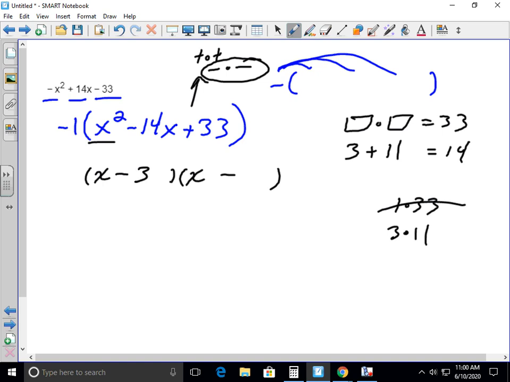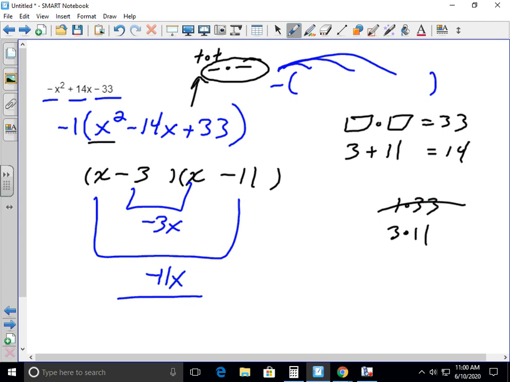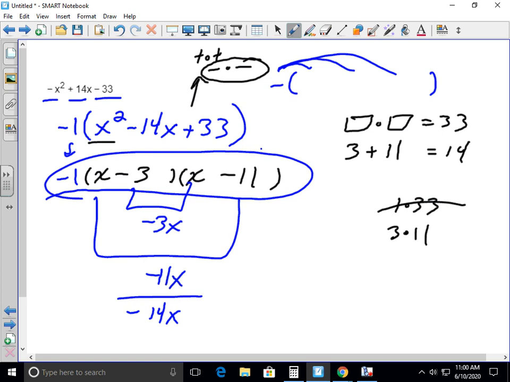So we need a minus 3 and a minus 11. We can check. That's minus 3x. That's minus 11x. The signs are the same, so we add the digits. Sign of the bigger, so negative 14x is what our middle term needs to be. Only thing left to do is to bring down our negative 1, and that's our answer.